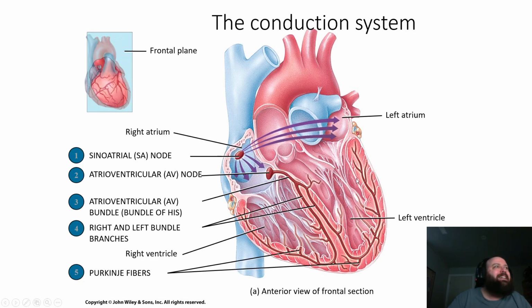And then finally, there are these very large diameter autorhythmic fiber networks called the Purkinje fibers. They come out of the right and left bundle branches, and they bring the action potential all the way through the main musculature of the ventricles. So this is what actually causes the ventricles to primarily contract and ultimately eject the blood from the ventricle into the major artery that they're associated with.